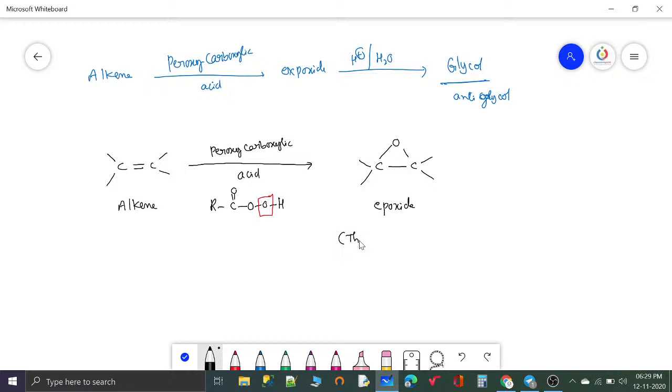So, I will write down: 3-membered cyclic ether is called an epoxide. And when it is subjected to H plus, the acid catalyst, the lone pair of electrons present on the oxygen atom attracts this H plus ion, so that we get an intermediate molecule like this.